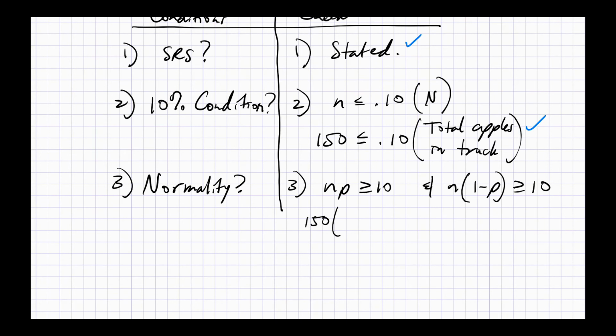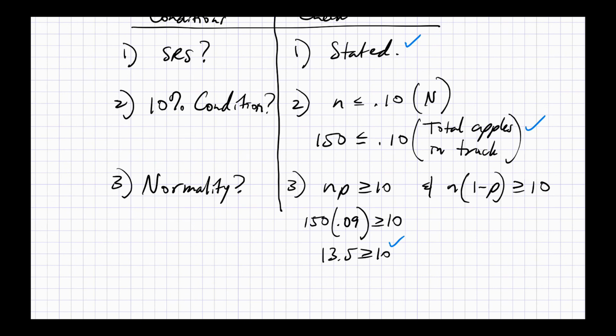So 150 times, what is p again? 0.09. So what is 150 times 0.09? 13.5 is bigger than 10. That's a good one. And then 150 times 0.91. That's going to be 136.5. That's definitely bigger than 10. Okay, done. Checked all of them. They all pass. We're good.